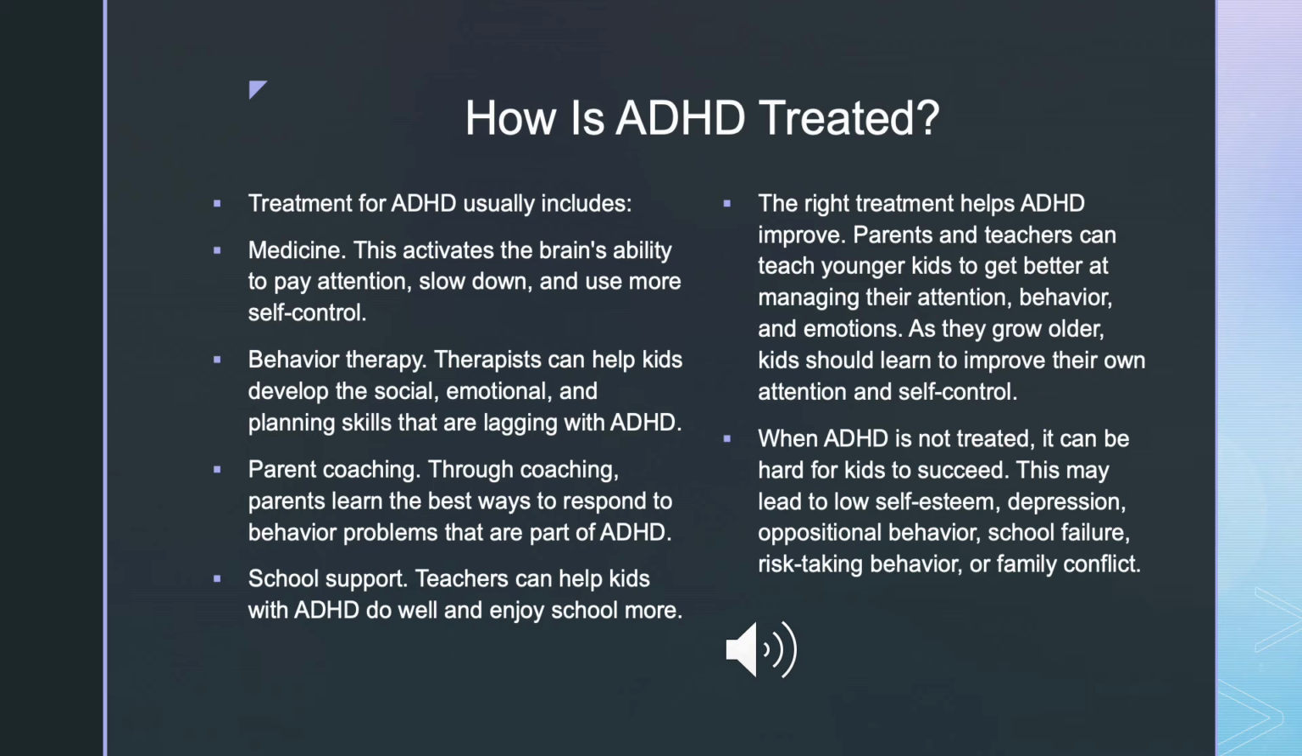School support. Teachers can help kids with ADHD do well and enjoy school more. The right treatment helps ADHD improve. Parents and teachers can each teach younger kids to get better at managing their attention, their behavior, and their emotions. As they grow older, kids should learn to improve their own attention and self-control. When ADHD is not treated, it can be hard for kids to succeed. This may lead to low self-esteem, depression, oppositional behavior, school failure, risk-taking behavior, or family conflict.